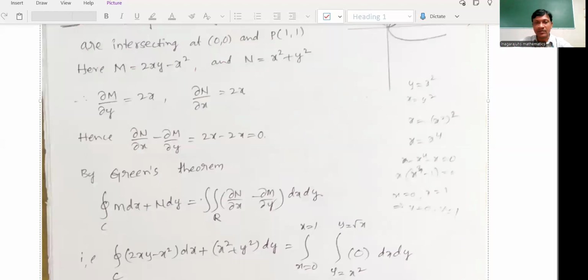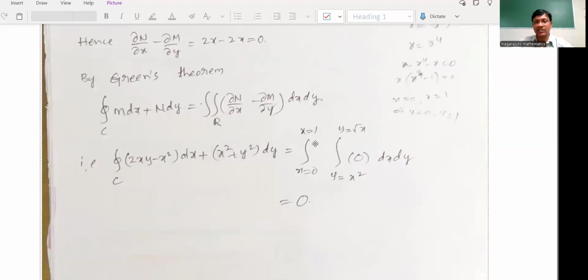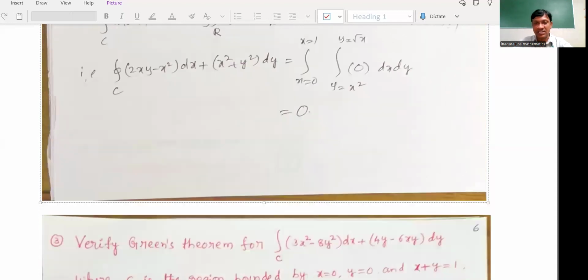Okay. So integral x is equal to 0 to x is equal to 1, integral y is equal to x square to y is equal to root x. This value is equal to what? 0 into dx dy. So 0 into something is 0. Integration of 0 is also 0. So therefore, the answer of the problem is 0.